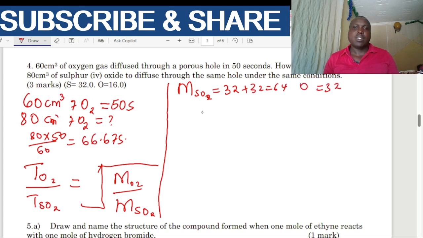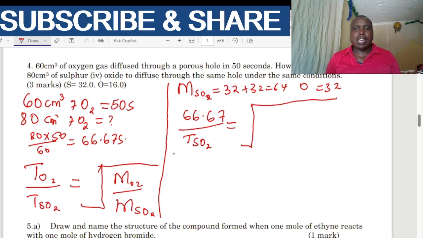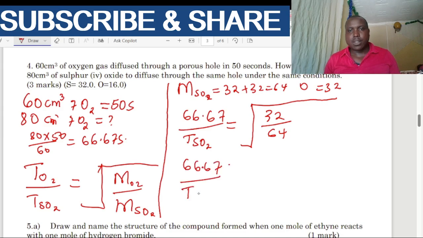Now we apply. The time of oxygen we have is 66.67 over the time of sulfur we are looking for. This will be equal to the molecular mass of oxygen, which is on top, 32, over 64. Now this is a half. The square root of a half is 0.70771. So 66.67 over the time of sulfur 4 is equal to 0.70771.